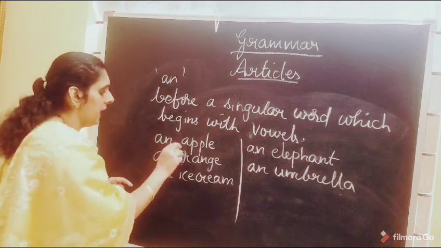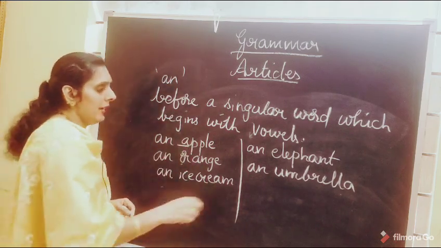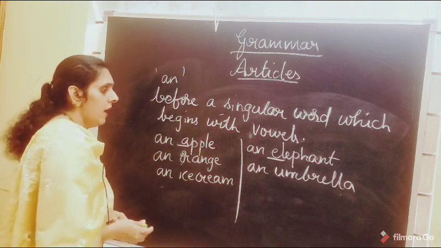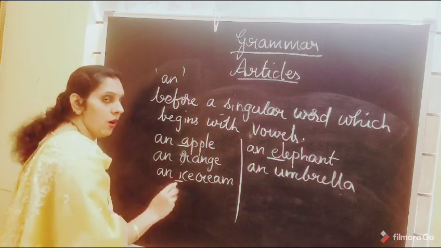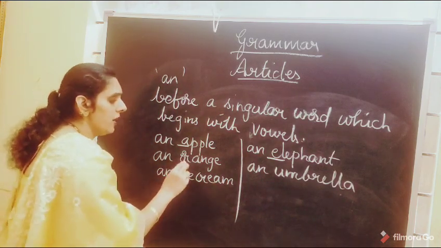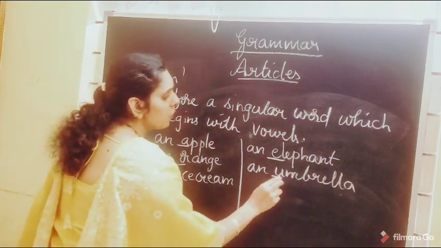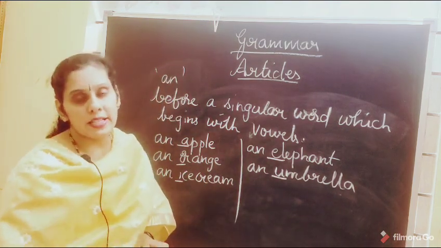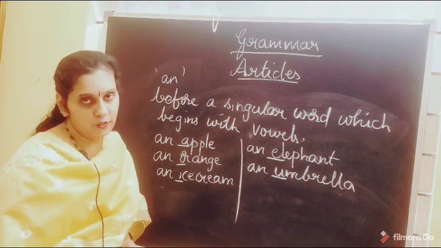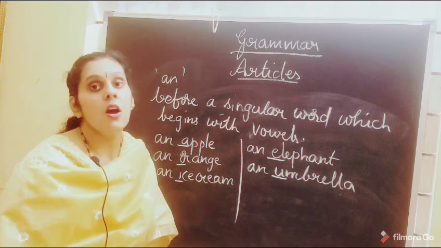See, an apple, A is the vowel; an elephant, E is the vowel; an ice cream, I is the vowel; an orange, O is the vowel; an umbrella, U is the vowel. So we use an before a singular word which begins with a vowel.